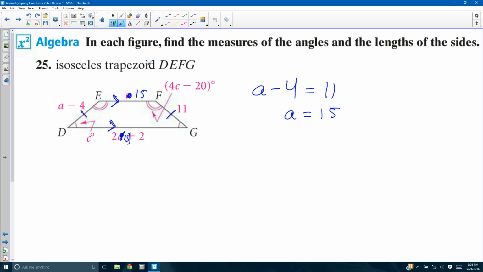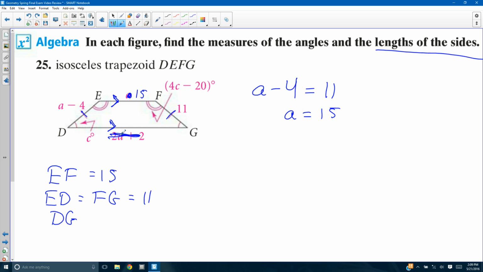Now, I don't think, they didn't ask you to, oh, yeah, they did, lengths of the sides. There we go. I was like, why would we solve for a, and why is a all around here? I guess we got to solve for the lengths of the sides. EF is 15. ED and FG are both 11, and DG apparently is 2 times 15 plus 2, which is 32. These are all just units. They don't say anything about centimeters or inches or feet or anything like that.